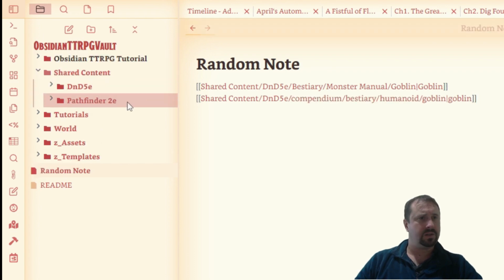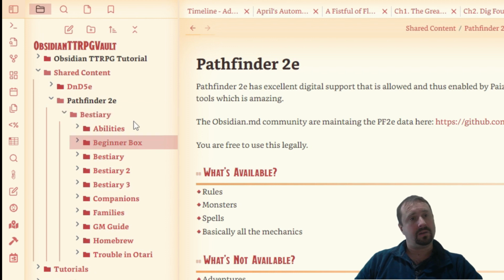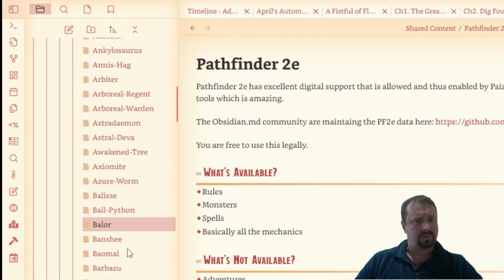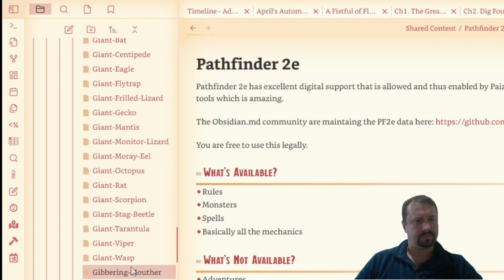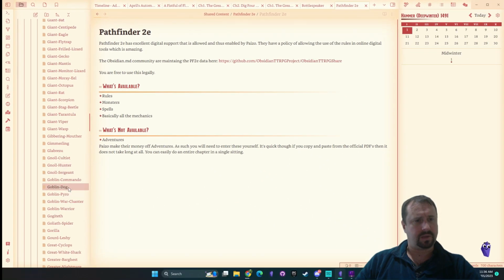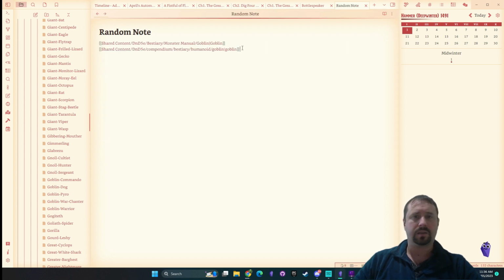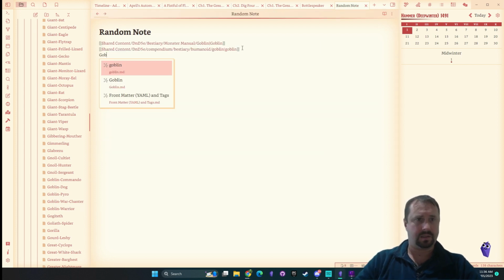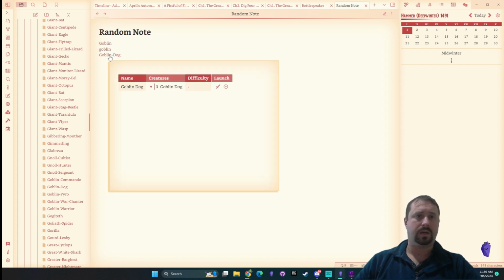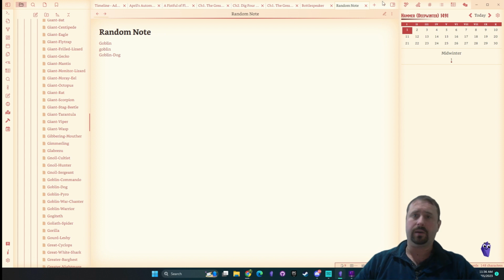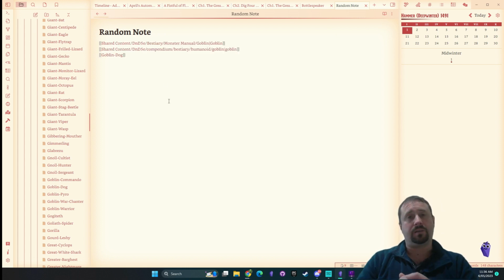But I'm pretty sure I've got another one in here, for example, which would be another goblin. Oh, they've got different things going on in Paizo Land. Okay, so here we go, let's type this. Goblin dog. Alright, so there's lots of different goblins going on in Pathfinder. Anyway, you get the idea, right?